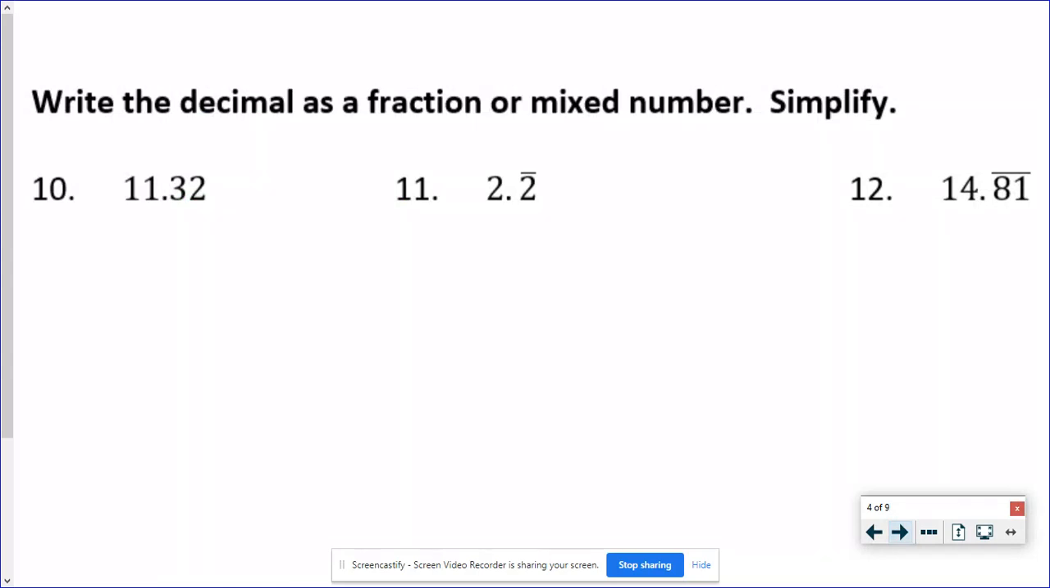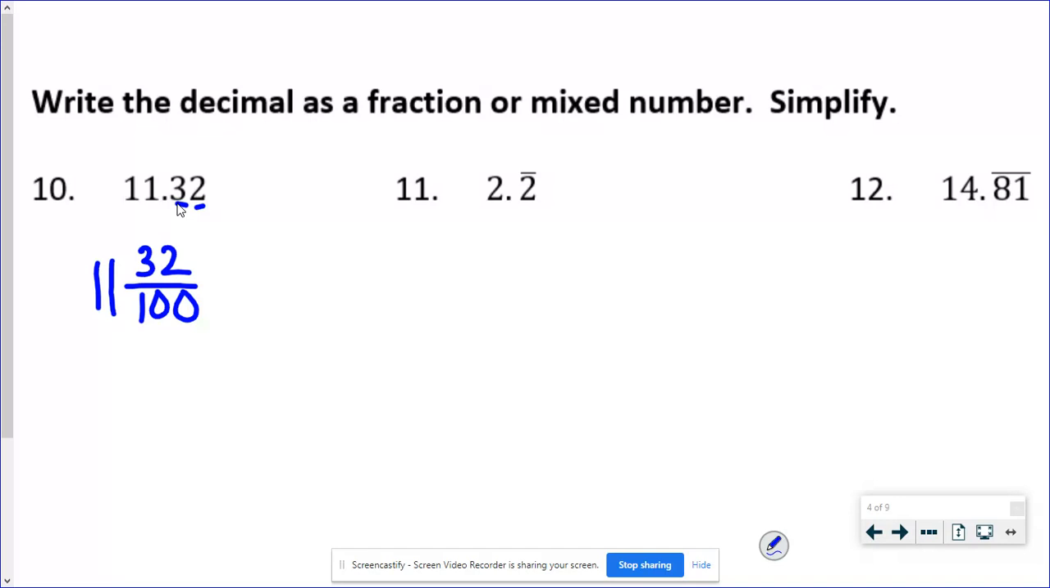Changing decimals into fractions. For the first problem, when it's a terminating decimal, regular decimals that we work with go over numbers like 10 or 100 or 1,000. And remember the shortcut without having to fill in the chart with the place values. I've got 2 numbers after the decimal. That means I need 2 zeros in my denominator. So I'm going to have 11 and 32 over 100.